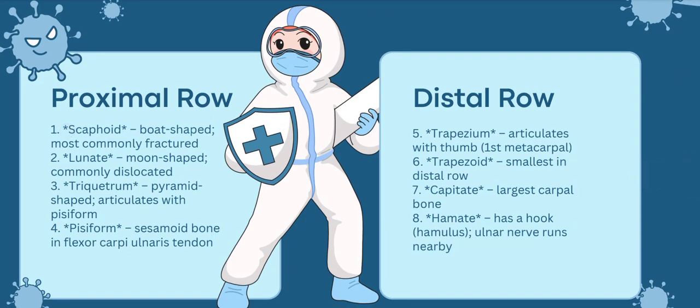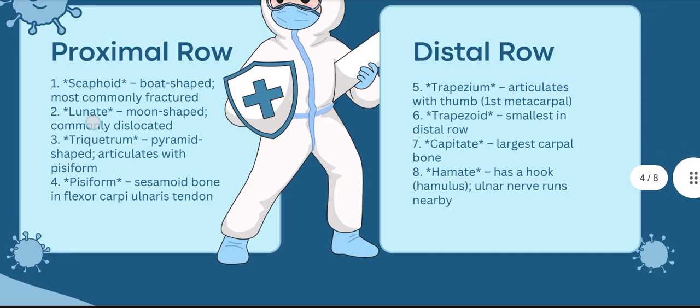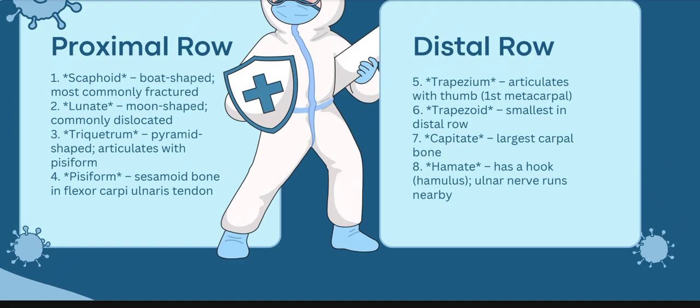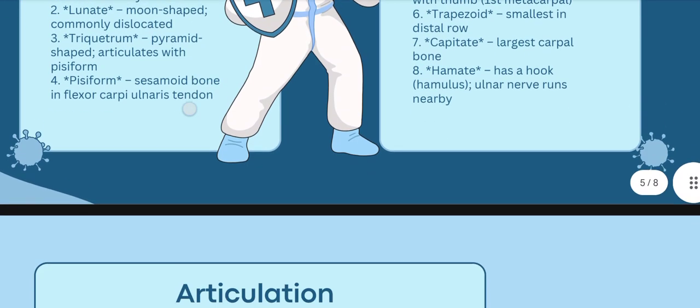Then in the proximal row, scaphoid is boat shaped and most commonly fractured, lunate is moon shaped and commonly dislocated, then triquetrum is pyramid shaped and articulates with the pisiform, then pisiform is a sesamoid bone in the flexor carpi ulnaris tendon. Then in the distal row, trapezium articulates with the thumb, the first metacarpal. Then trapezoid is the smallest in the distal row. Then capitate is the largest carpal bone. And then hamate has a hook or hamulus, and the ulnar nerve runs nearby.